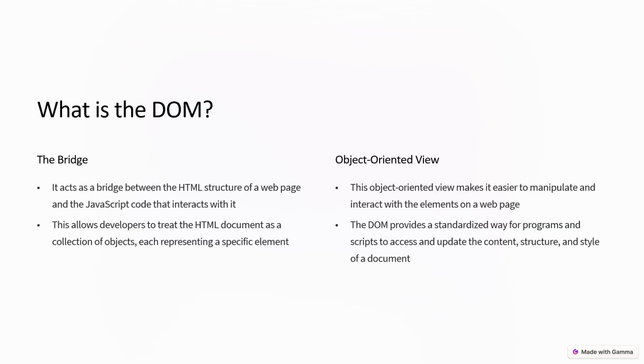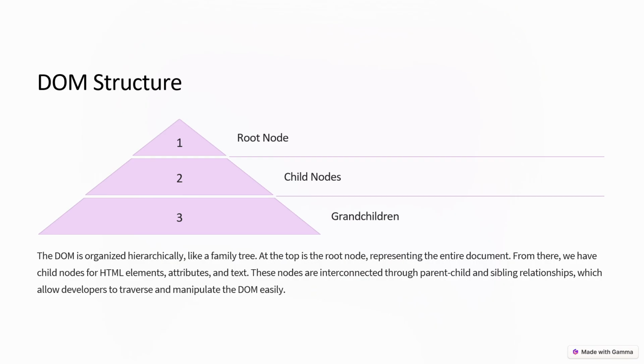The bridge or object-oriented view. It acts as a bridge between the HTML structure of a web page and the JavaScript code that interacts with it. This allows developers to treat the HTML document as a collection of objects, each representing a specific element. This object-oriented view makes it easier to manipulate and interact with the elements on a web page. The DOM provides a standardized way for programs and scripts to access and update the content, structure, and style of a document.